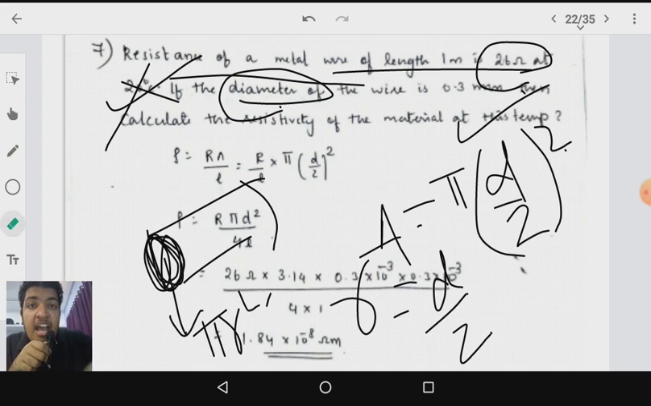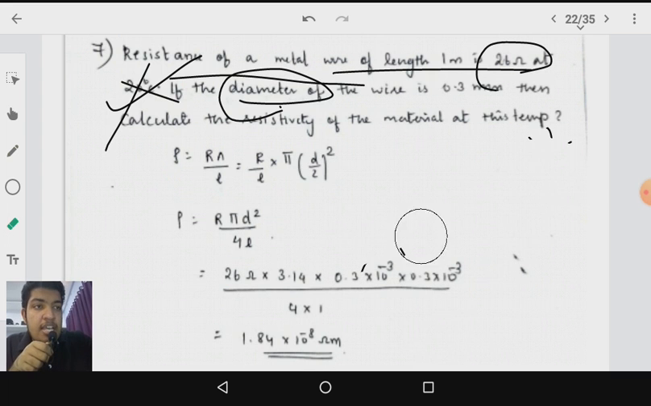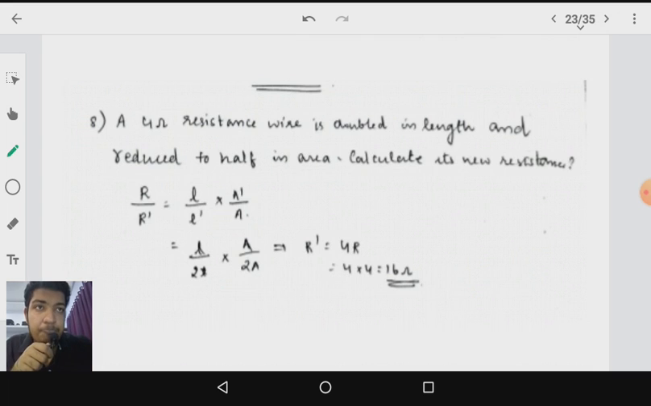First calculate the area, and once we get the area, we have to substitute it in this equation. So that is how we have to simplify this question. This is a very good question, and it is a very important one also. It is asked in board examinations many times.